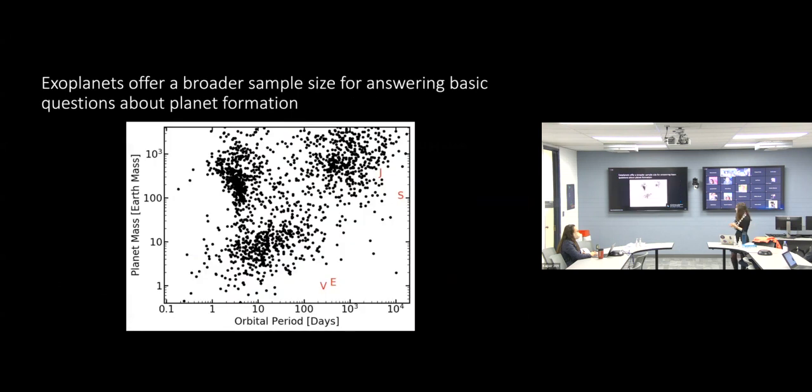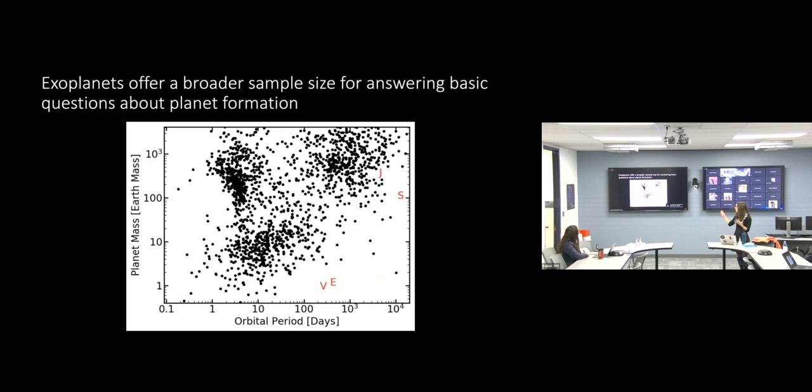And so this is showing again that not only do we get this broader scale of understanding planet formation with exoplanets, but we can also probe populations that we don't have access to in our own solar system. This plot is showing all of the known exoplanets with the period on the x-axis and their mass on the y-axis. And the red letters there indicate our solar system planets, Earth, Venus, Jupiter, and Saturn.